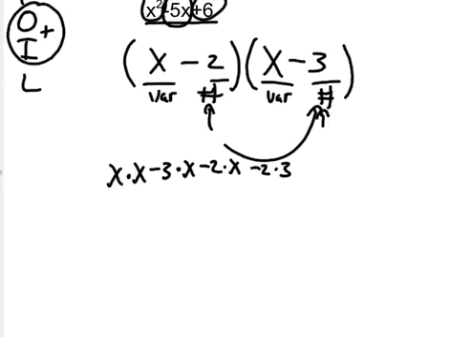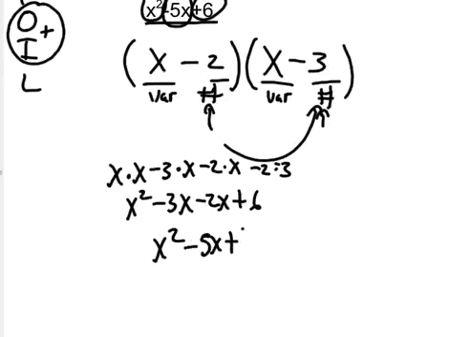Okay, and then I'm going to collapse this back. So x times x is x squared. Negative 3 times x is negative 3x. Negative 2 times x is negative 2x. So negative 2 times negative 3 is positive 6, and negative 3x minus 2x is negative 5x plus 6, and I can see that that is in fact correct because that's what I got earlier. So let's look at another example.